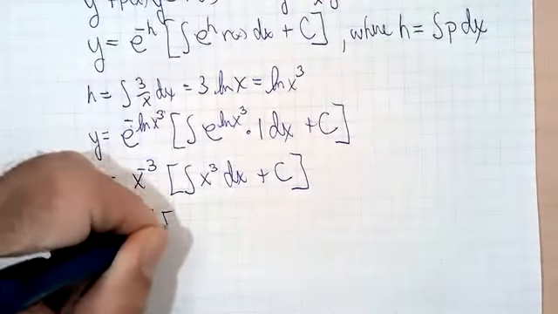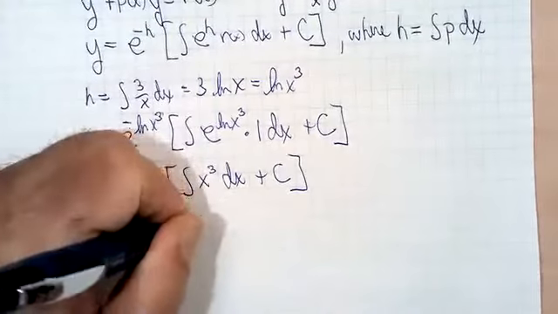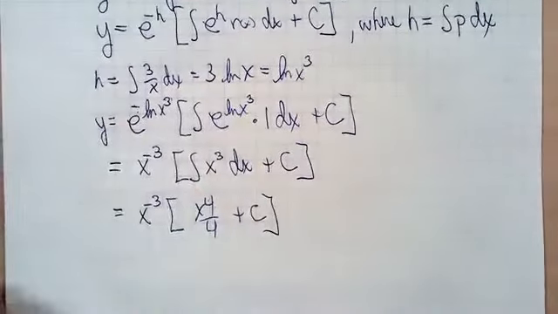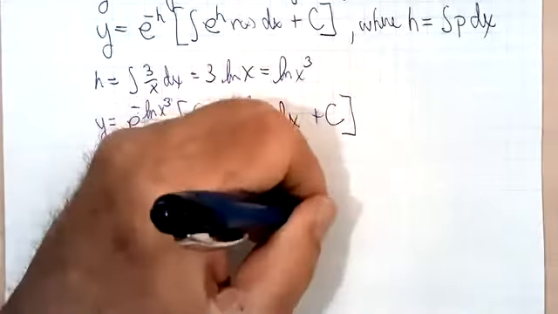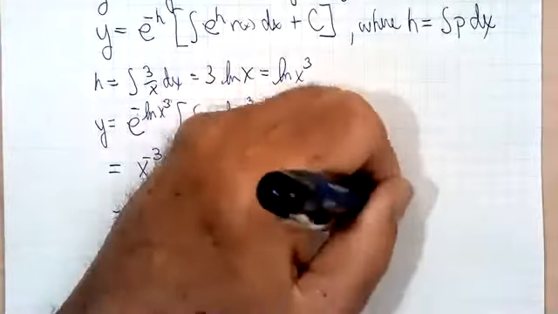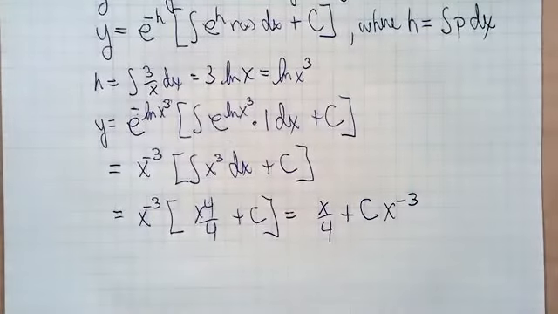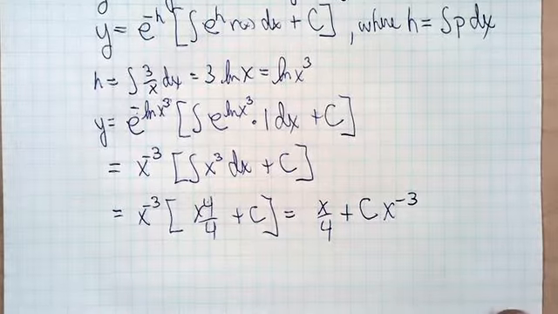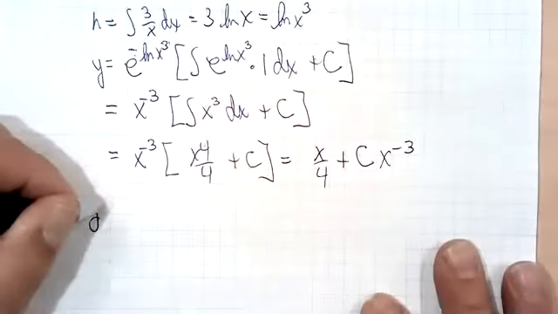So it's x to the minus 3 times, okay, antiderivative of x to the third is x to the 4 over 4. And distributing the x to the minus 3, we get x over 4 plus c x to the minus 3. And I think it might even work. It does. Cool. All right, so sorry, I got excited there.